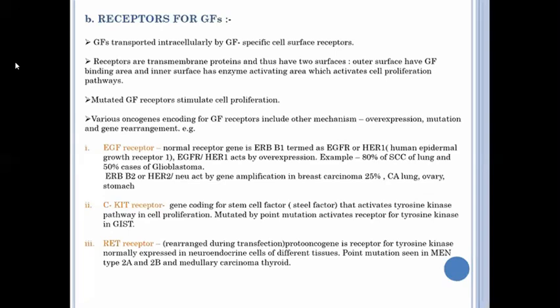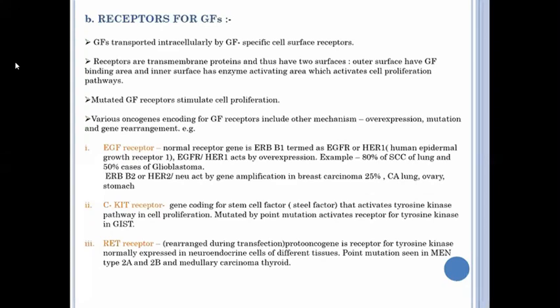And the ERBB2 or HER2/neu acts by gene amplification in breast carcinoma and accounts for 25% of the breast carcinomas, carcinoma of the lung, ovary, and others. The c-KIT receptors show the gene coding for the stem cell factor or the steel factor that activates the tyrosine kinase pathway in cell proliferation.